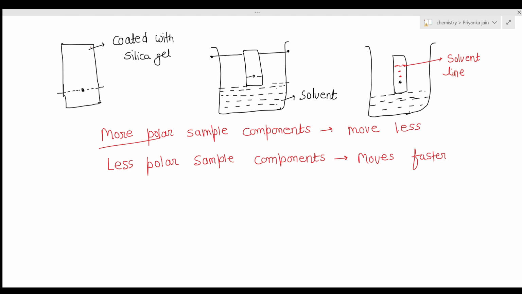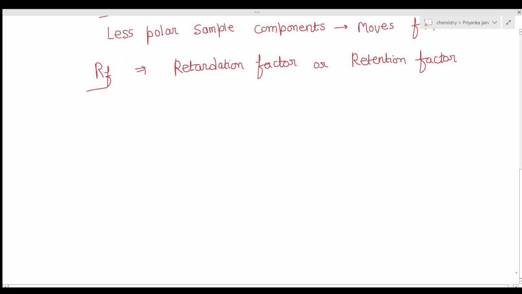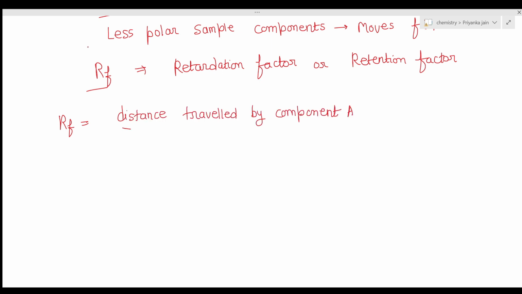Now what we have to do is measure their distance. We are using one term that is called the Rf term. This Rf is called the retardation factor, or we can call it the retention factor. The retardation factor is the relative adsorption of each component of the mixture, and this is given by the formula: Rf is equal to the distance traveled by component A divided by the distance traveled by the solvent.